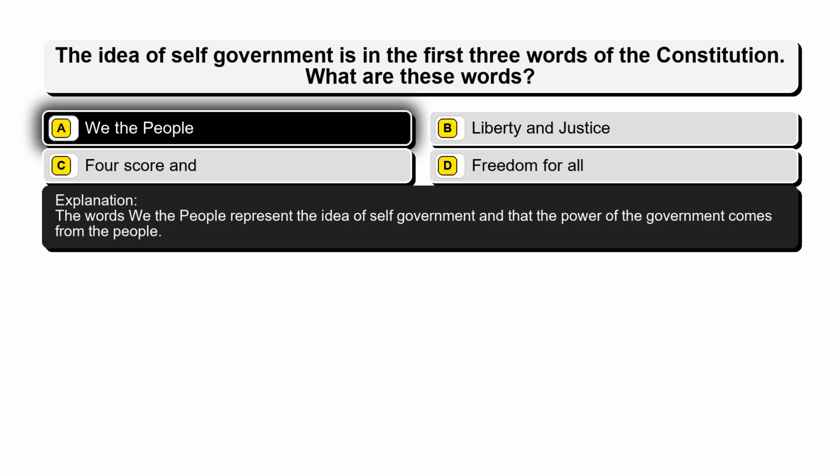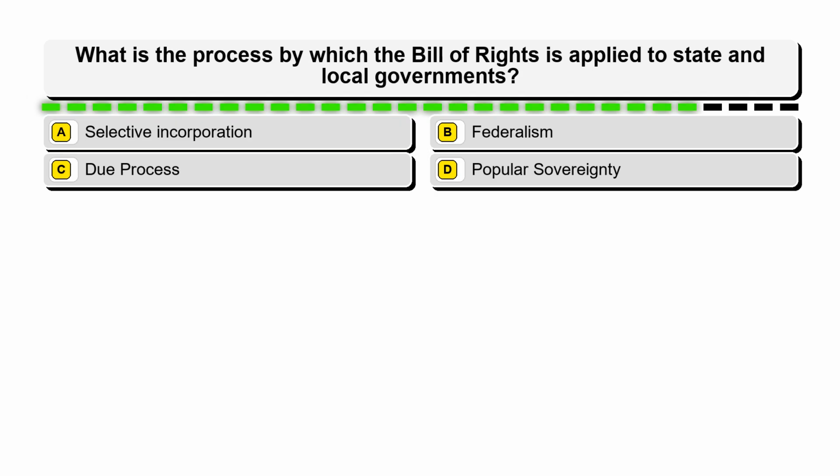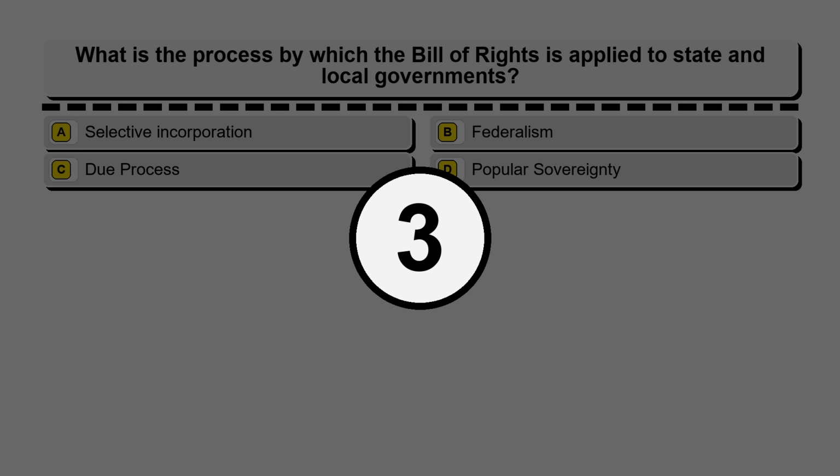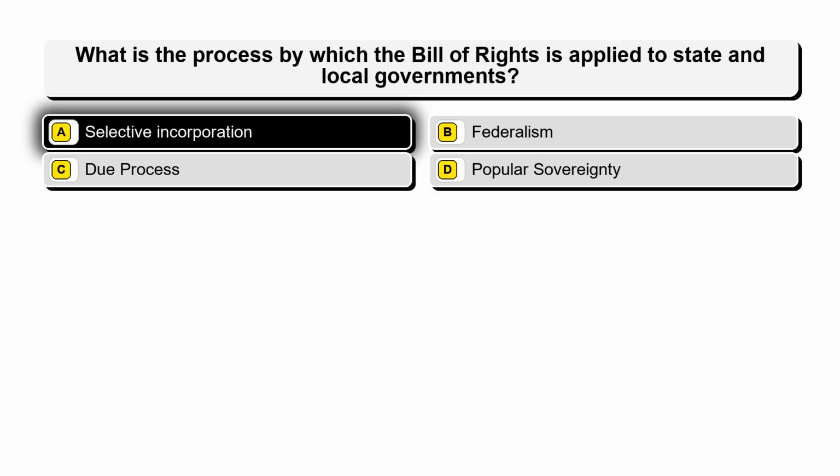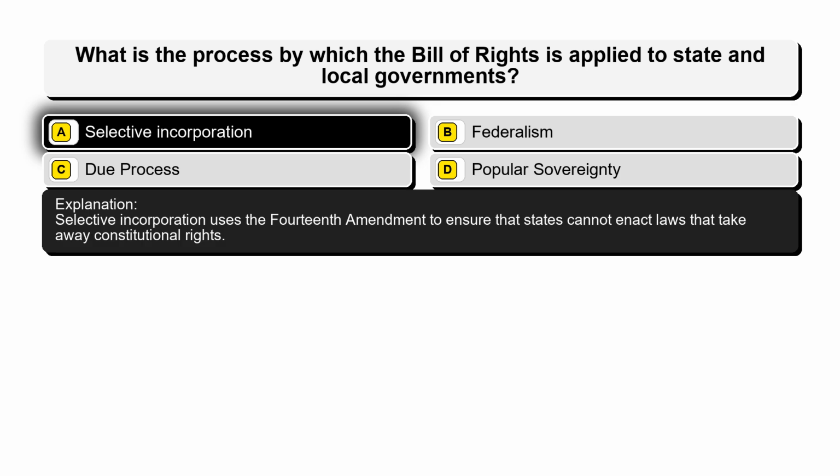Question 106. What is the process by which the Bill of Rights is applied to state and local governments? Option A, selective incorporation. Option B, federalism. Option C, due process. Option D, popular sovereignty. The correct answer is option A, selective incorporation. Selective incorporation uses the 14th Amendment to ensure that states cannot enact laws that take away constitutional rights.